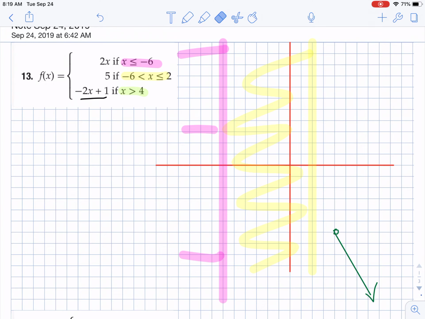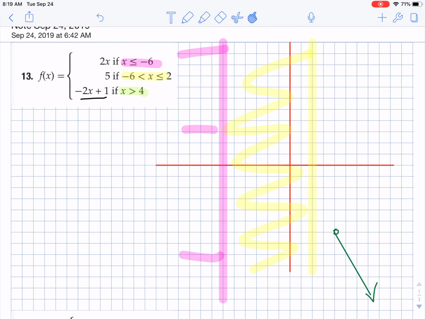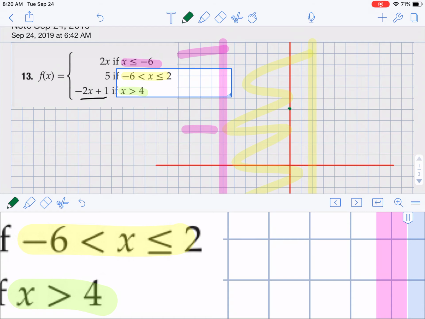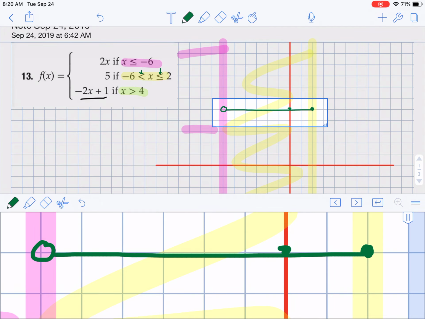Now for this middle part, it's actually pretty easy since it's y equals 5. I go up to where y equals 5. 1, 2, 3, 4, 5. So right there. 2, 3, 4. Right there is where y equals 5. And now I have an open circle on the left. That's because of this open circle. Then it's going to be a closed circle on the right. So I'm going to have an open circle on the left, closed circle on the right, and I'm just going to connect those points. All right, and that's that middle section.